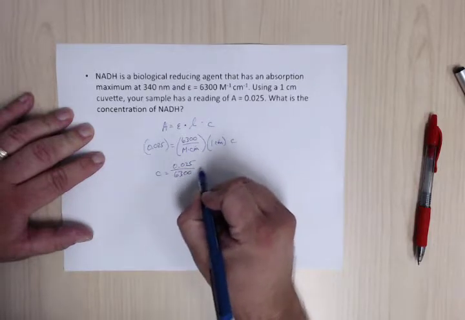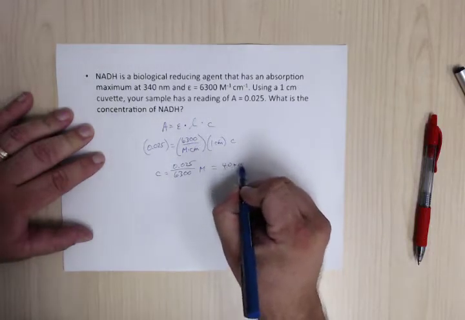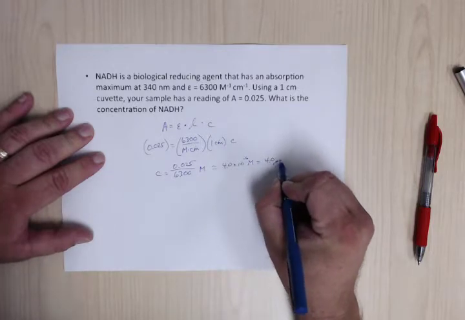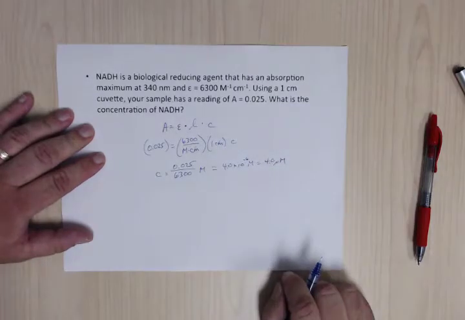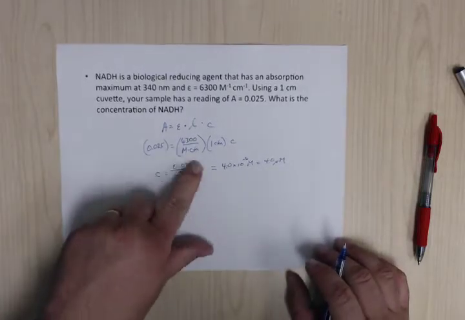6,300 molar, and so that ends up being, I think, 4 times 10 to the minus 6th molar, which, if you want to get really fancy, is 4 micromolar. So I'm pretty sure that that's right. So this part is. Okay, now these right here.